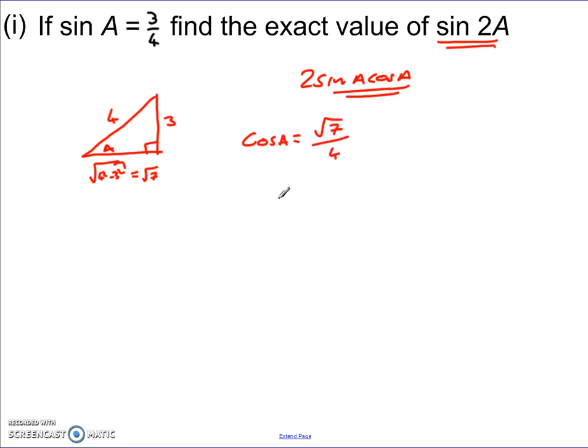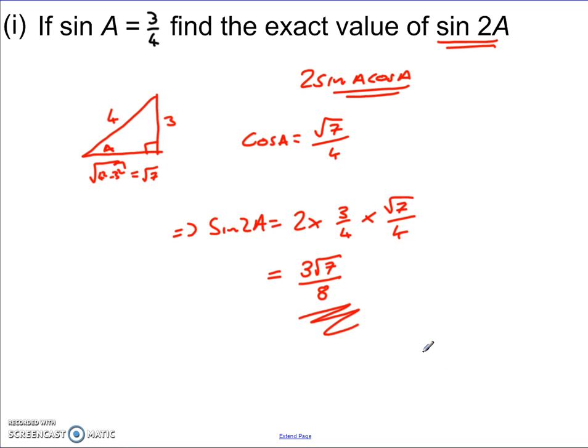And from that I can just plug it together. I know then that sine 2A is equal to this expansion with the sine A and the cos A in. So it would be 2 times the sine A, which is 3/4, times the cos A, which is root 7 over 4. It's then sticking it all together. So 3 root 7 on the top. I can cancel out a common factor of 2, and I'll end up with a final answer of 3 root 7 over 8. That there's my exact value of sine 2A. So again, as I've said, it's not quite as simple as just multiplying by 2. Don't fall into that trap.